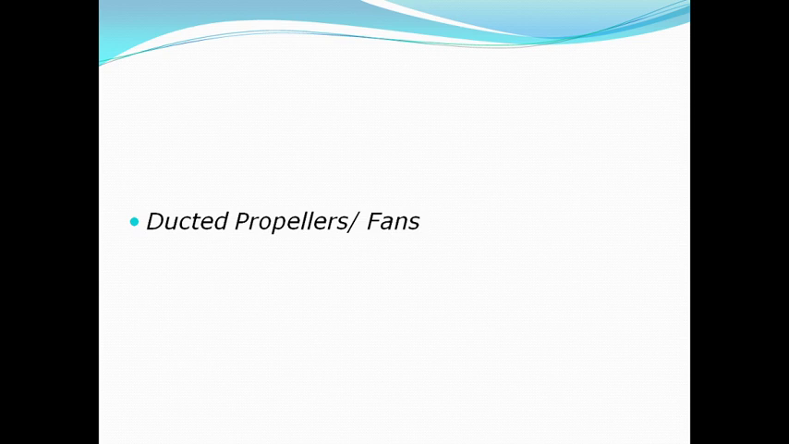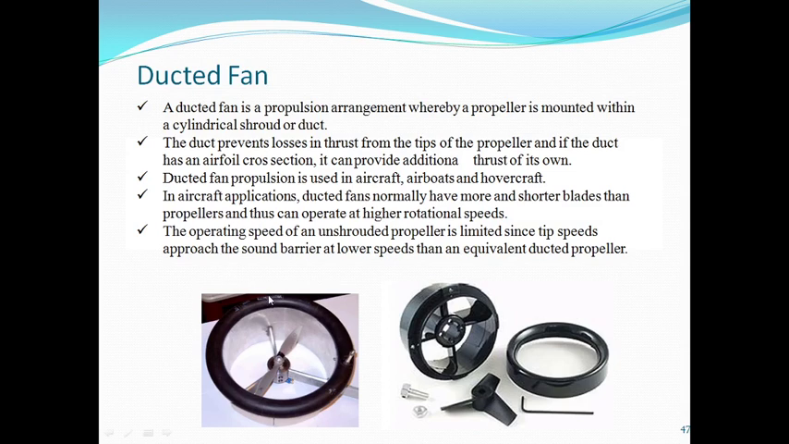And the other way, the latest way, is having a duct around your propeller, keeping a closed conduit. This is what we call ducted fans or ducted propellers. This is called a shroud. We also call this a kind of shroud. So we are keeping the fan in a shroud. By keeping this, we can reduce the noise to a certain extent.